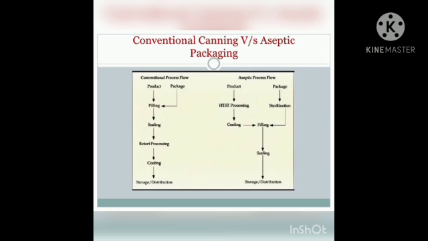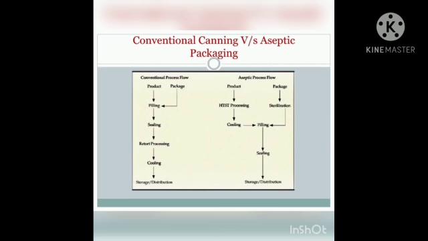Conventional canning versus aseptic packaging. First we'll look at the conventional process flow. Here the non-sterile product is filled into the non-sterile package. Then it is sealed and retort processing, which is a thermal processing that involves application of heat, is carried out. Then it is cooled and further goes for storage and distribution.